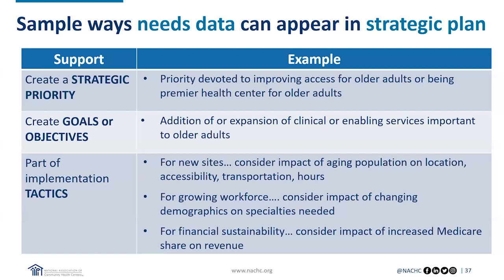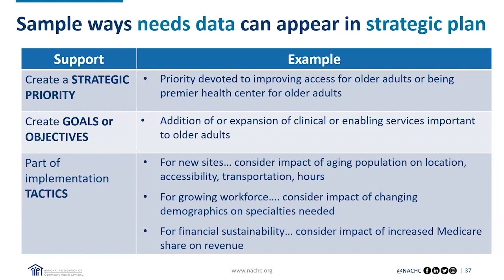So this health center might create an entire strategic priority or focus area just around this, like having a priority devoted to improving access for older adults or being the premier health center for older adults. Or this could show up at the goal or objective level of a plan. Maybe there's not a whole priority area around older adults, but in a priority area around expanding services, there are some specific objectives around adding clinical or enabling services of importance to older adults.